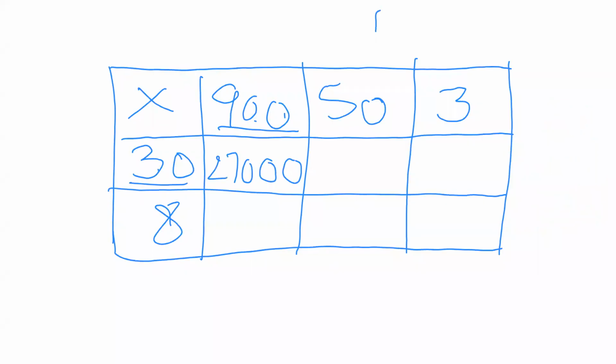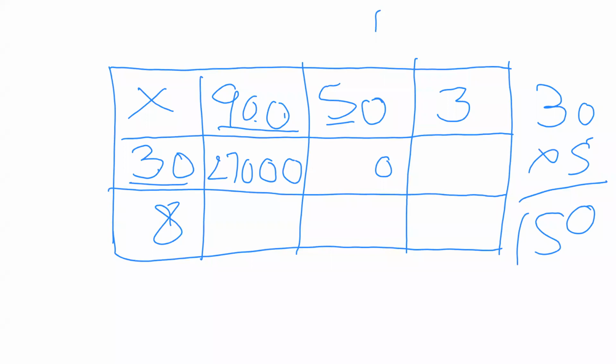Now next is 30 multiplied by 50. So 30 zeros are 0. Now what is left over here? 5. So 30 multiplied by 5. 5 zeros are 0. 5 threes are 15. So you will get the answer as 1500. Next is 30 multiplied by 3. So 3 zeros are 0. 3 threes are 9.